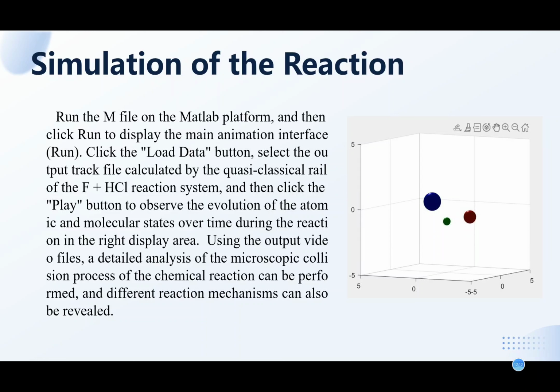Now, after we build the M-file, we can simulate the reaction in Matlab. Run the M-file on the Matlab platform, and then click Run to display the main animation interface. Click the Load Data button, select the output check file calculated by the classical trajectory of the reaction system, and then click the Play button to observe the evolution of the atomic and molecular states over time during the reaction in the right display area.